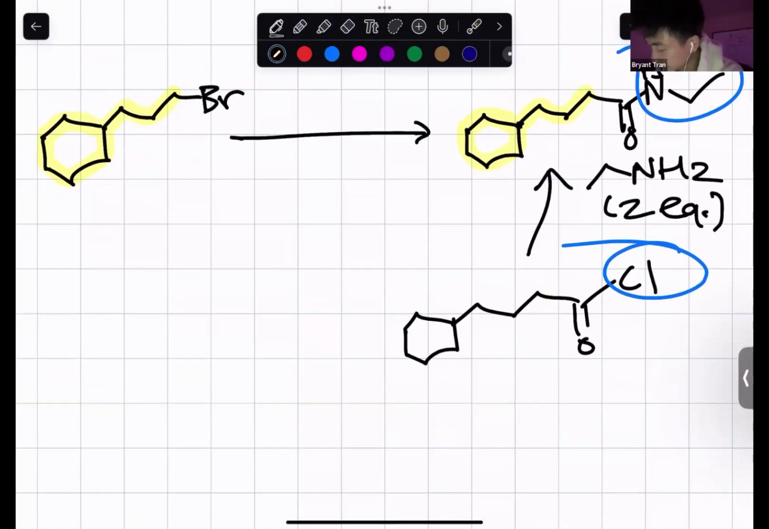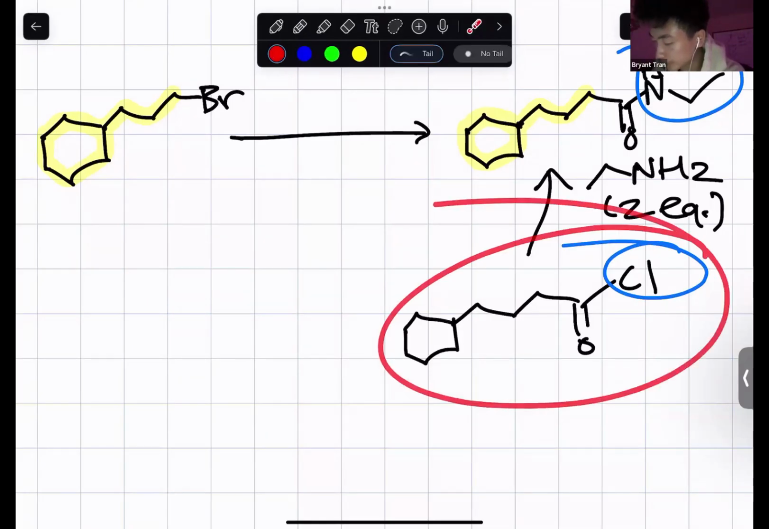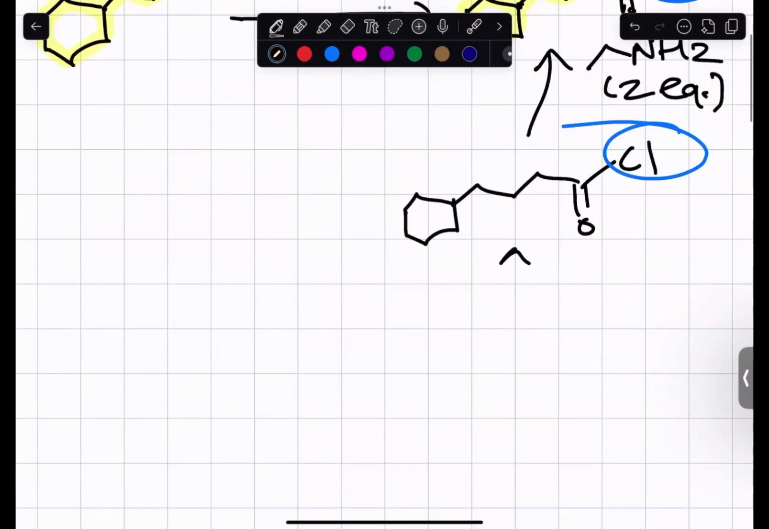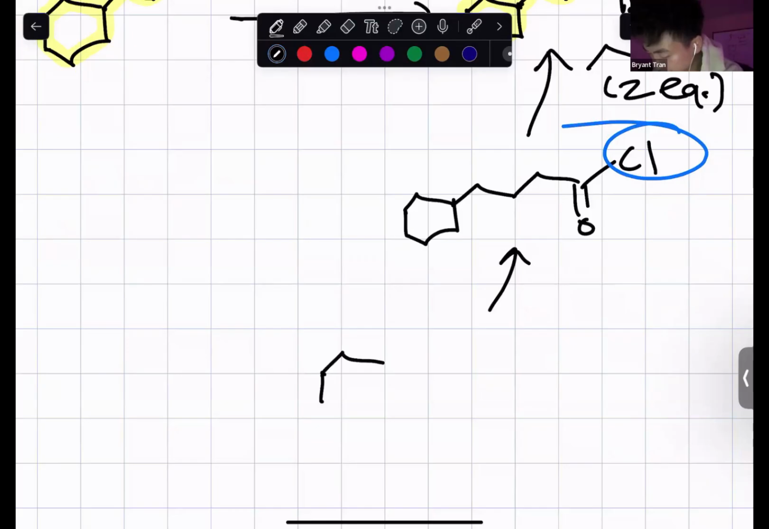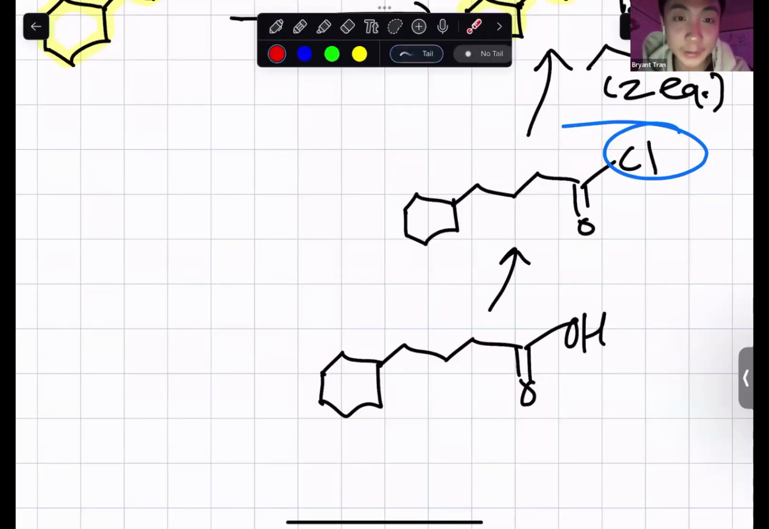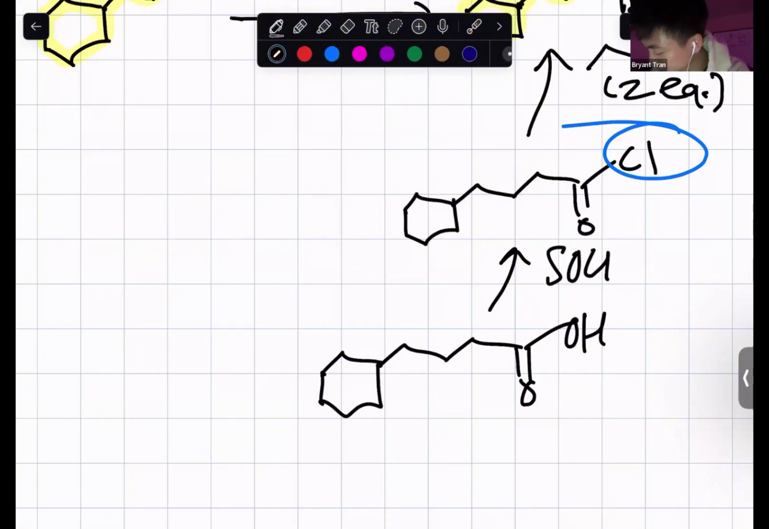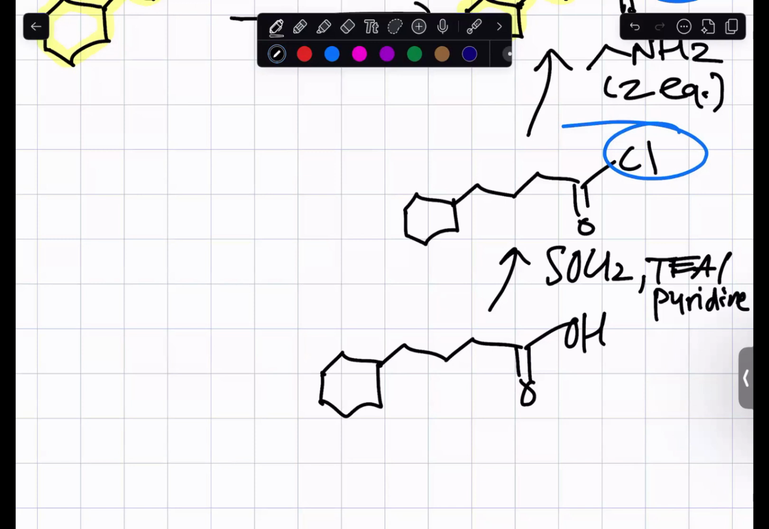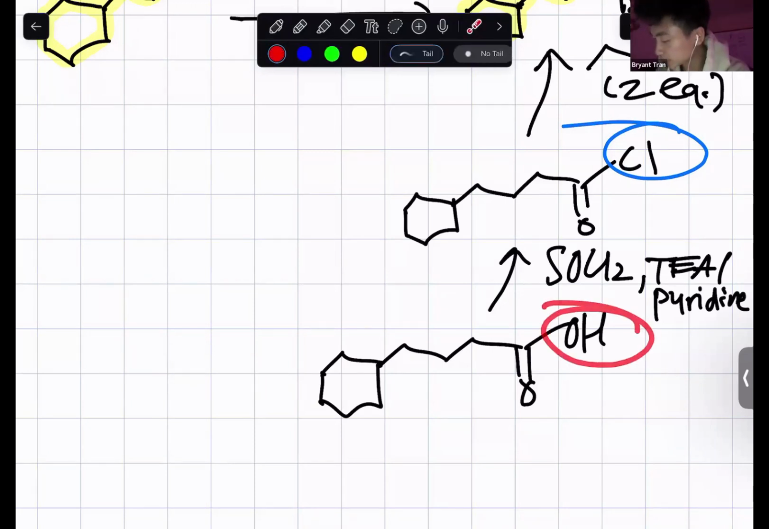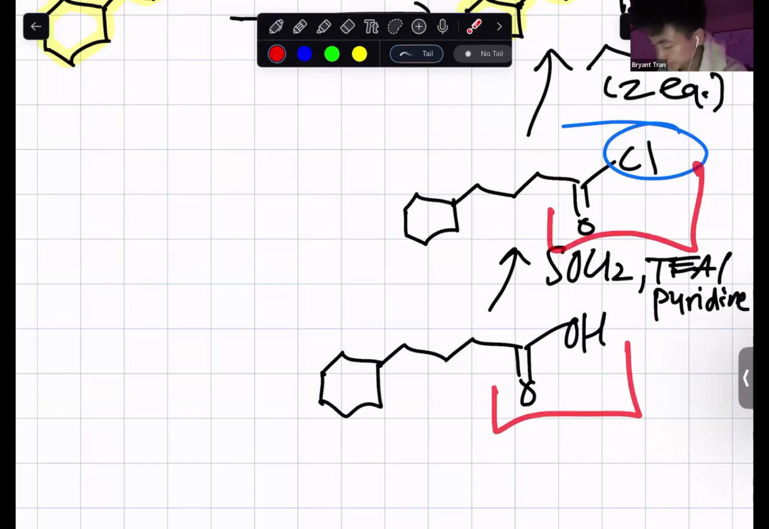Now this acyl chloride can come from the parent functional group, which is a carboxylic acid. And this is going to be done by a reagent that you've seen in 118A before, which is going to be SOCl2. Does that sound familiar? And you could have that with Et3N or pyridine. SOCl2 would convert this OH into this chlorine, so that would convert this carboxylic acid into this acyl chloride right there.